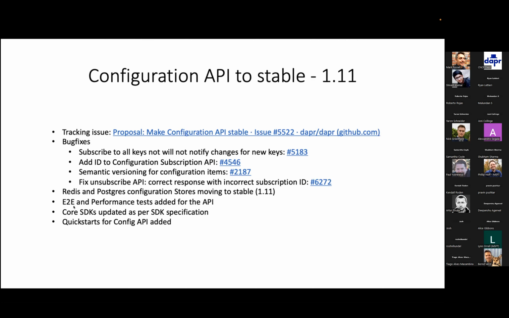We have also added end-to-end tests and performance tests for the API to catch regressions and errors if there are any in the implementation. And all the core SDKs like Java, .NET, Go, and Python have been updated as per the SDK specification that had been approved earlier. And the quickstarts also have been added and updated, right? So these are the major items that we did to move the API from alpha to stable. And now with this 1.11 release, we are going to declare the config API stable.